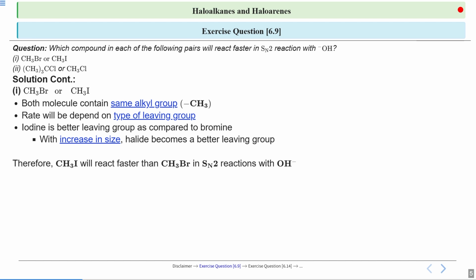So therefore CH3I, that means iodomethyl, will react faster than bromomethyl in SN2 reactions with hydroxyl ion. The hydroxyl ion here is a nucleophile. So why will iodomethyl react faster? Because it contains a better leaving group, that is iodine.